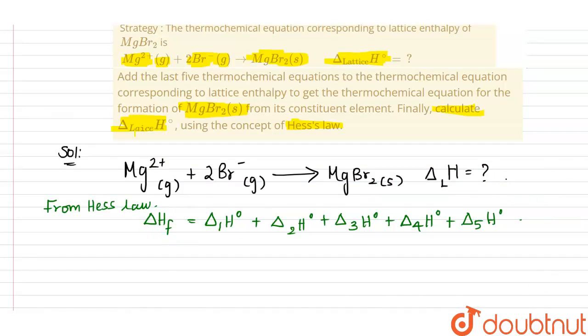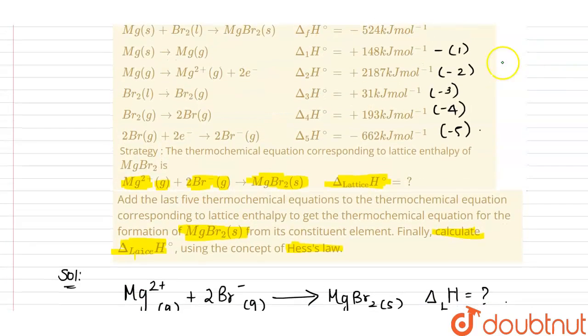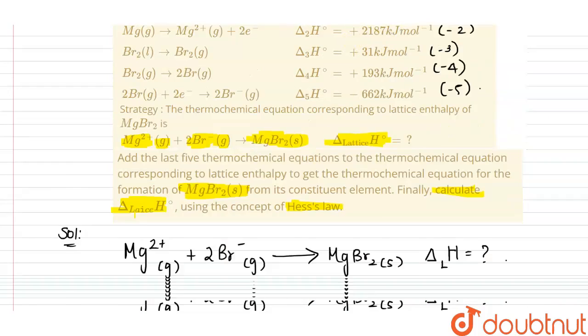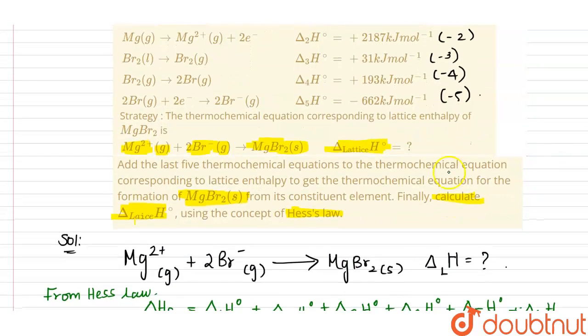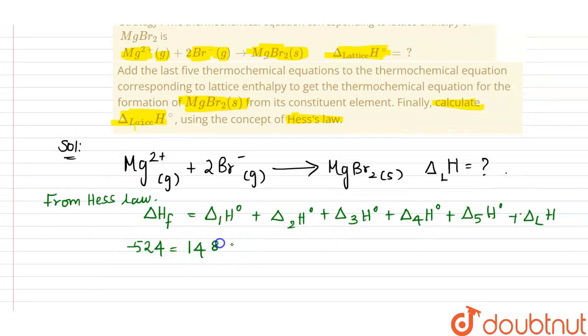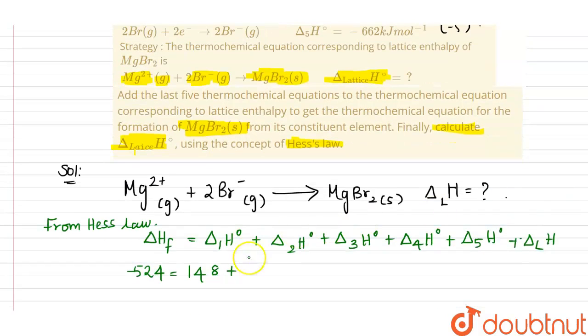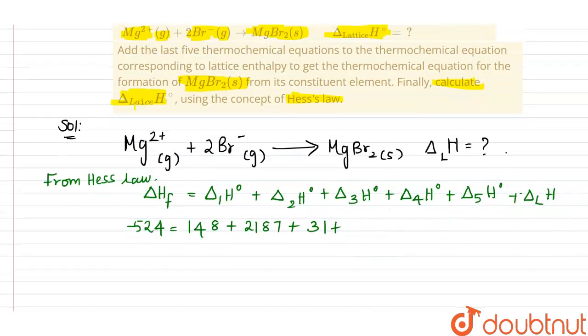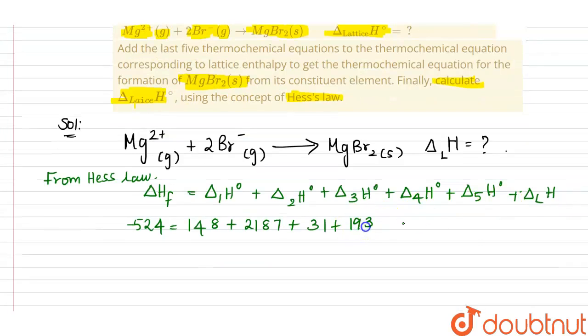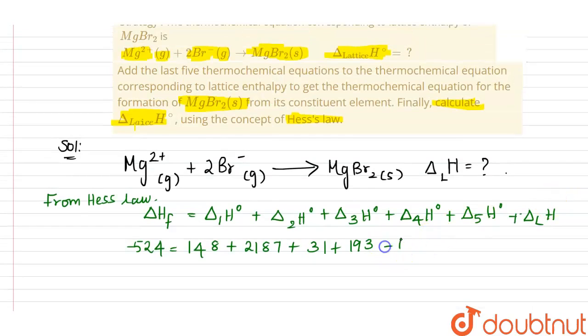What is the value of delta H formation? It is minus 524, everything being in kilojoule per mole, so we can take the numbers only. Don't forget to add the lattice enthalpy, del LH, which we are going to find. So minus 524 equals the first equation value 148, plus the second equation 2187, plus the third equation 31, plus the fourth equation 193, plus the fifth equation minus 662, plus del LH, the lattice enthalpy.